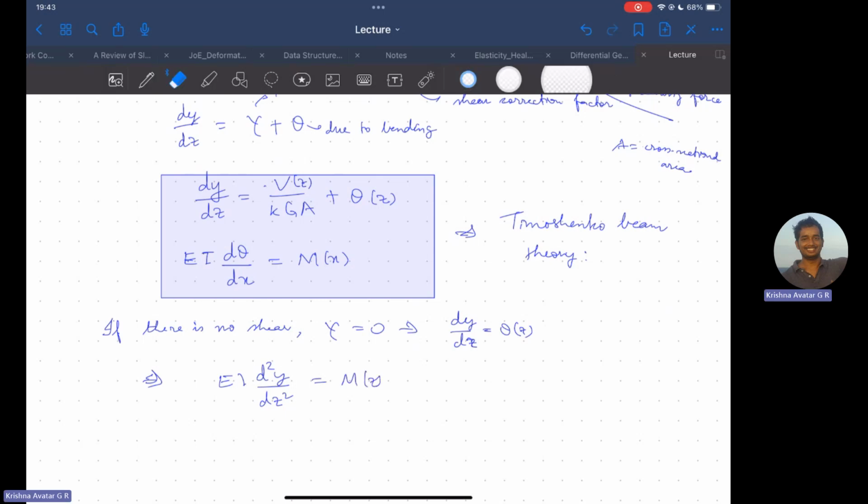And sorry, it should be z here. This two as well. Right? So we have recovered the Euler-Bernoulli beam theory, right? EB theory. Okay, so far so good.